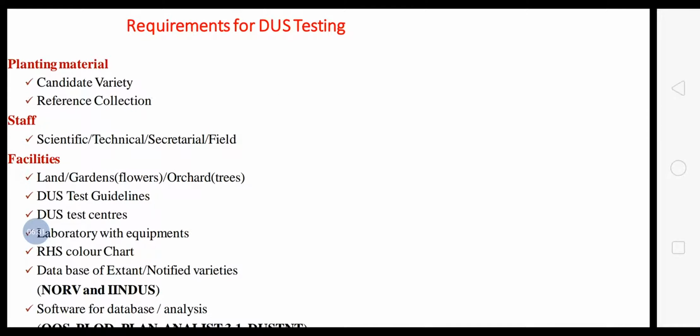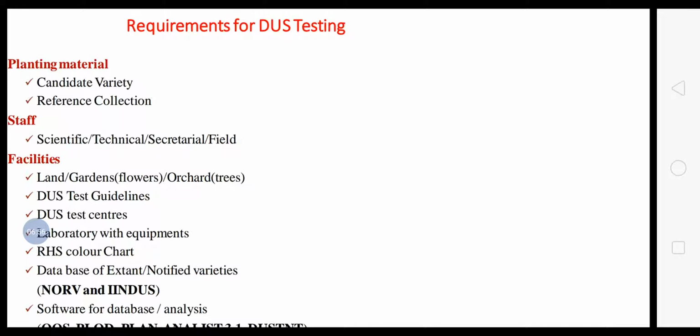Let's come to the requirements for DUS testing. Planting material, staff, and facilities are the basic requirements. Planting material includes the candidate variety. As I have already told you, a candidate variety is a variety which is under testing.